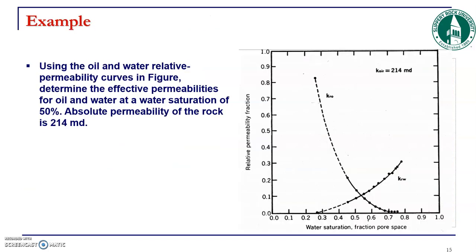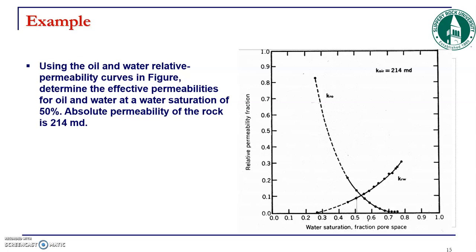So let's do this example here. It's a pretty simple example. You have the oil and water relative permeability curves, and we want to find the effective permeability for oil and water at a water saturation of 50%. The absolute permeability of the rock is given as 214 millidarcies. So if you look at this problem, we're looking at 50%. So 50% is this point, right?